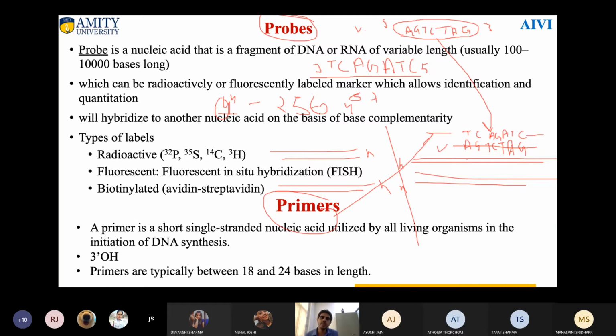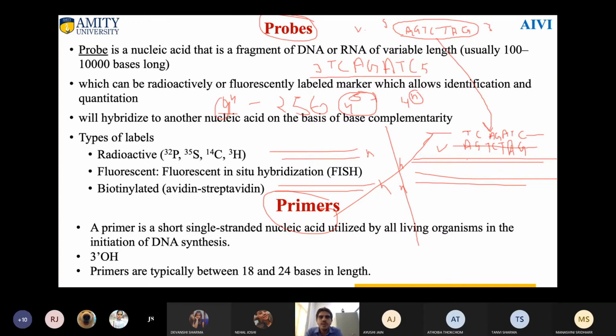So the length of our probe and primer is also determined by this formula, 4 raised to power n, where n is the number of nucleotides, how long a sequence you need. The probe is a complementary sequence, a nucleic acid fragment of DNA or RNA of variable length. Usually here the length is going to be 100 to 10,000 bases long. Here I'm using the term bases, not base pairs, because it is not paired. They are individual bases.